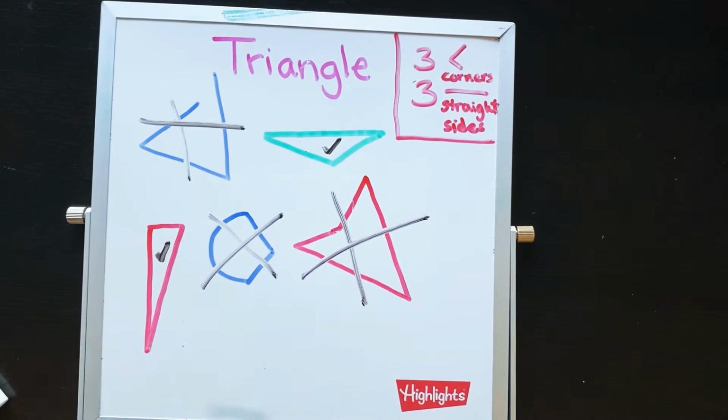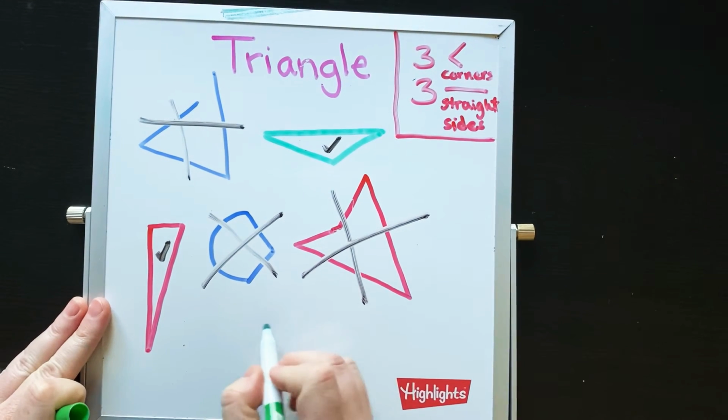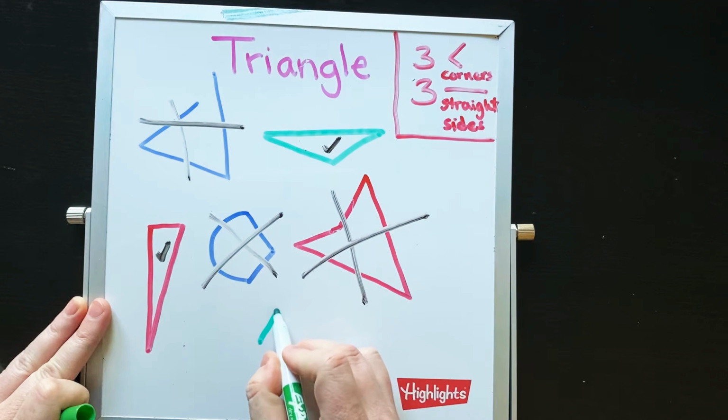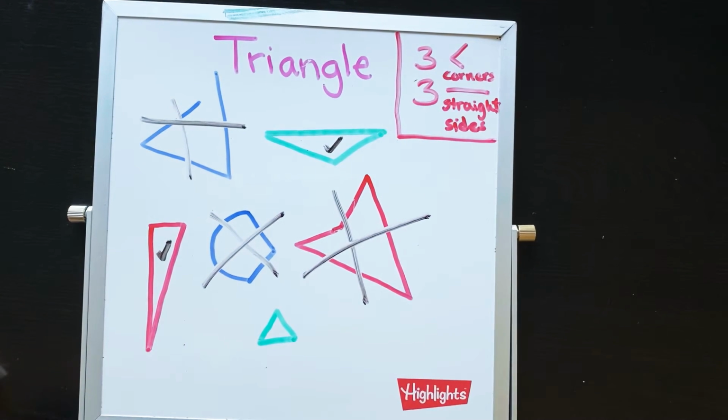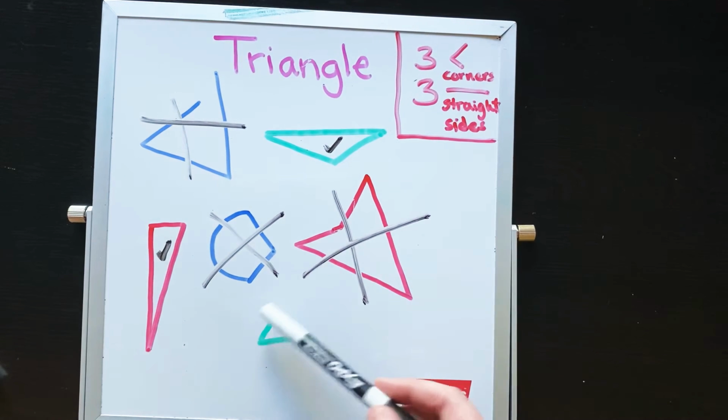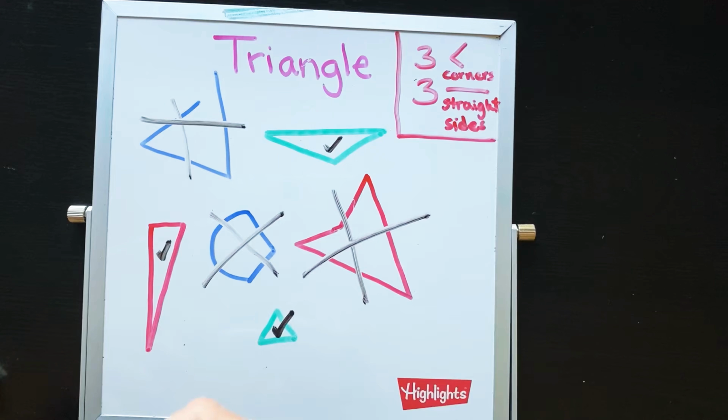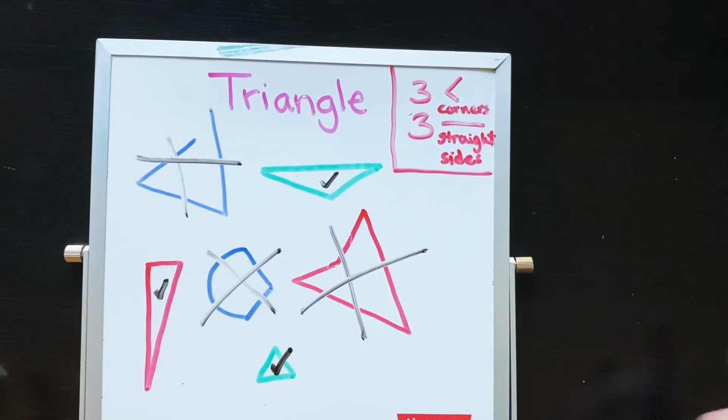All right, last one we're going to look at. What do you guys think? Is that a triangle? Let's count it. 1, 2, 3 corners. 1, 2, 3 straight sides. That is a triangle. All right, friends, nice job. So now you guys are going to practice using your new knowledge of triangles in some things I've sent you. Let me show you what those are.